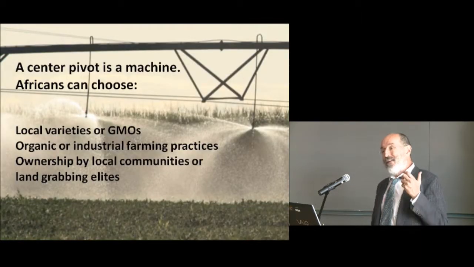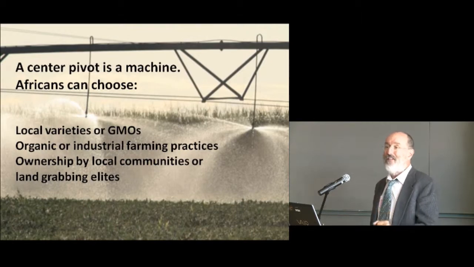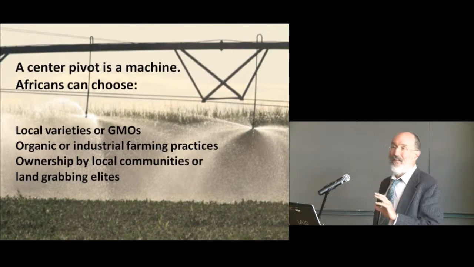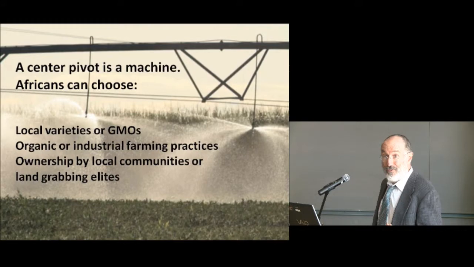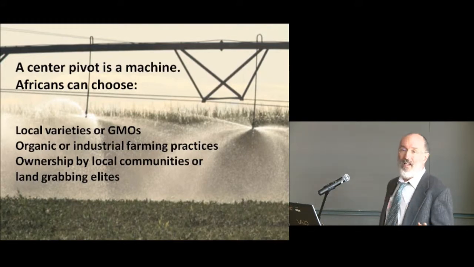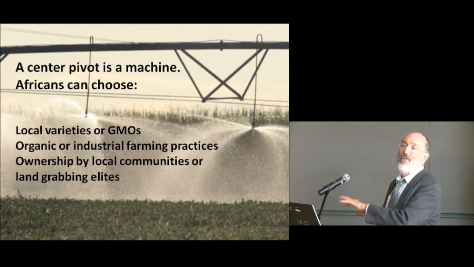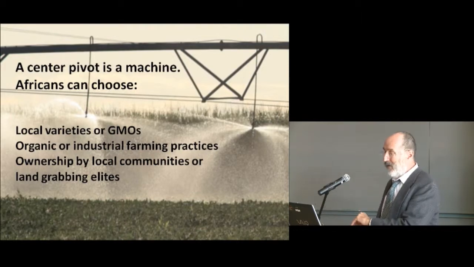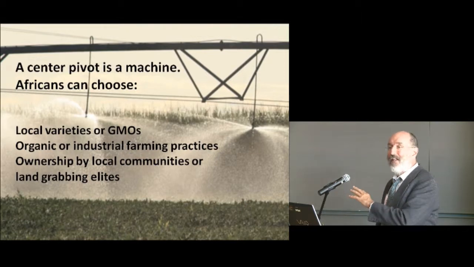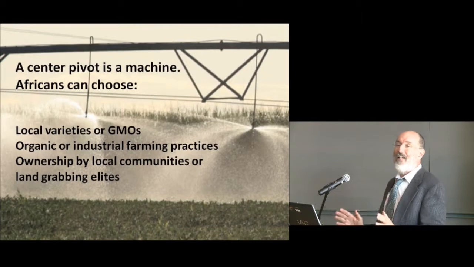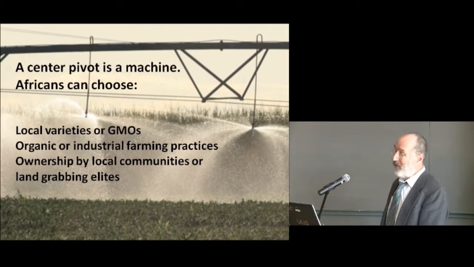Like I'm trying to emphasize, a center pivot is a machine, a very effective irrigation tool. But it does not come immediately or inevitably with any other technologies, really. You can grow local varieties under a center pivot. You could grow GMOs under a center pivot. You can farm organically under a center pivot. You can use industrial farming practices under a center pivot. In other words, this is an irrigation technology that should be viewed as such.